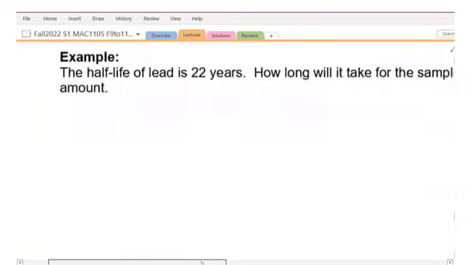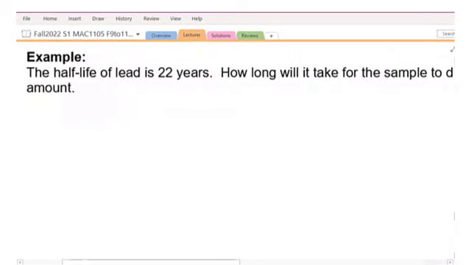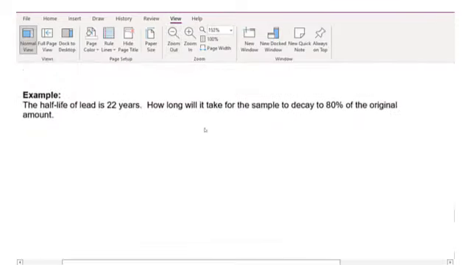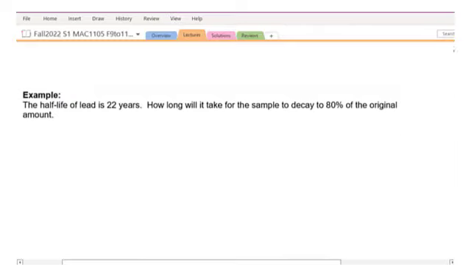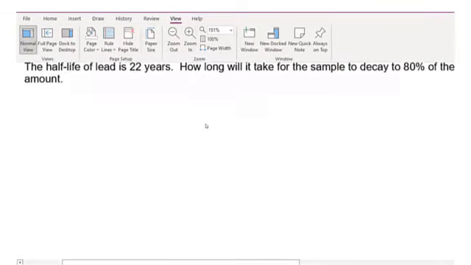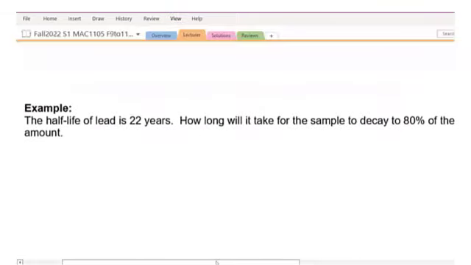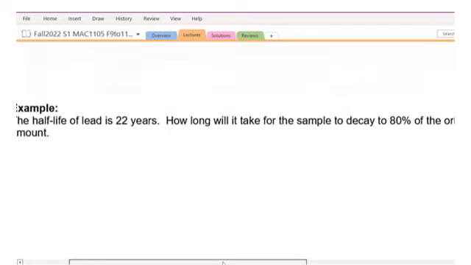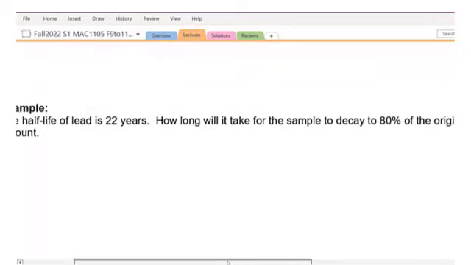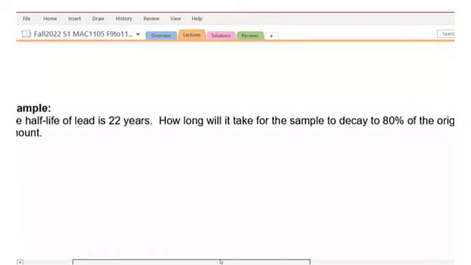Okay, how about this one? One of the things that catches my attention right away is that they're not giving me the model. So what that tells me is I'm probably going to have to figure out the model. So it says the half-life of lead is 22 years. How long will it take for the sample to decay to 80% of the original amount?